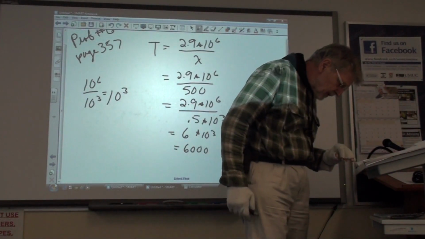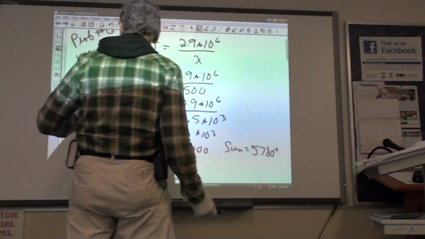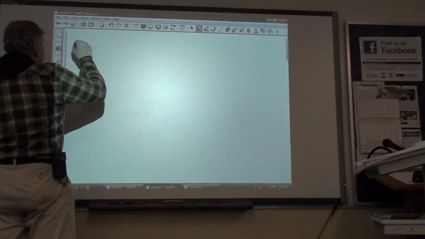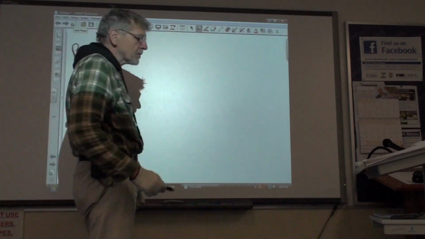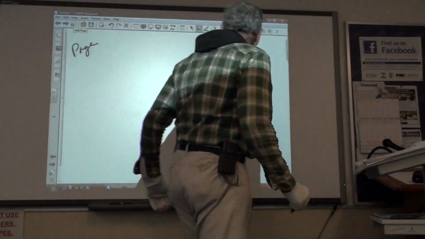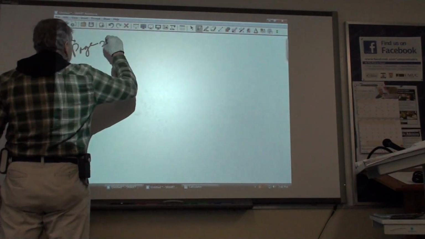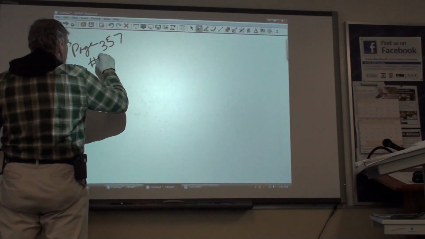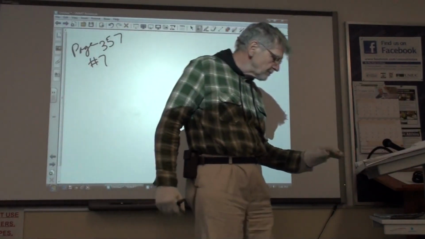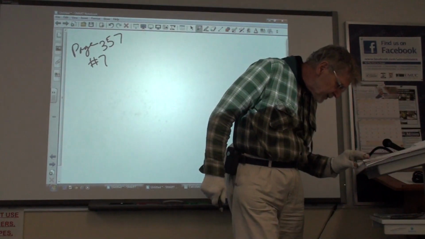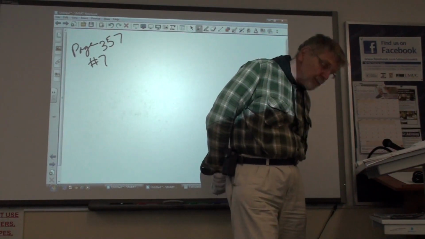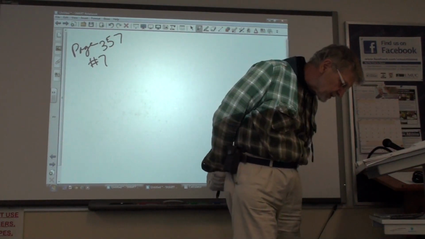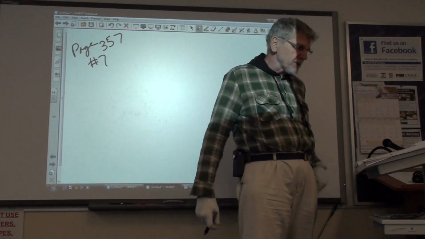So the next problem, number 7, page 357. To read the problem: Arcturus is about half as hot as the sun, but is about 100 times more luminous. What is its radius compared to the sun?